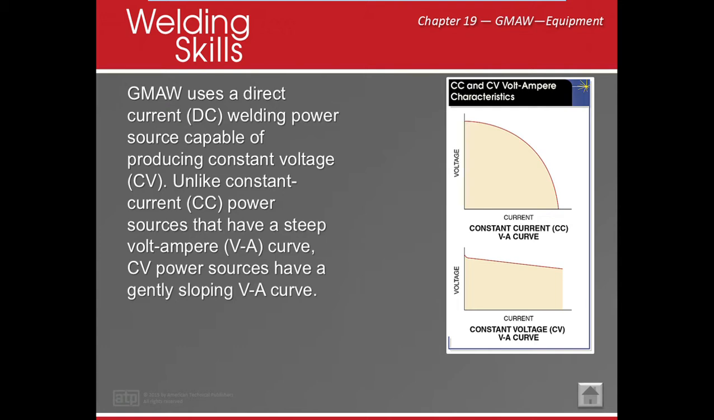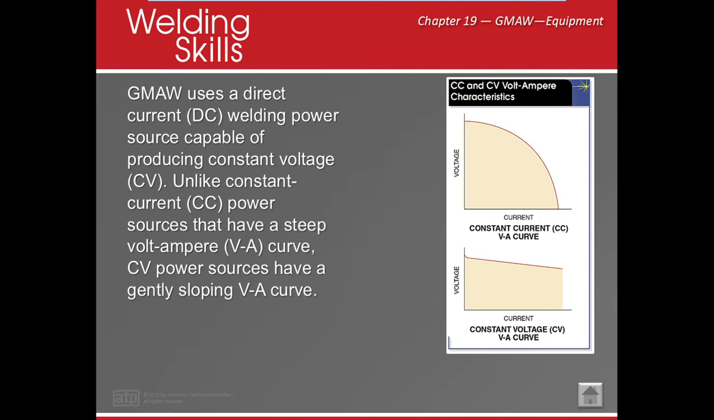And power sources. So there's two different types of power sources: CC, constant current, and CV, constant voltage. CC, or constant current, the current or the amperage stays the same and the voltage varies to keep the same current or amperage, okay? And CV, constant voltage, keeps the voltage the same and varies the current or the amperage to keep the voltage the same.